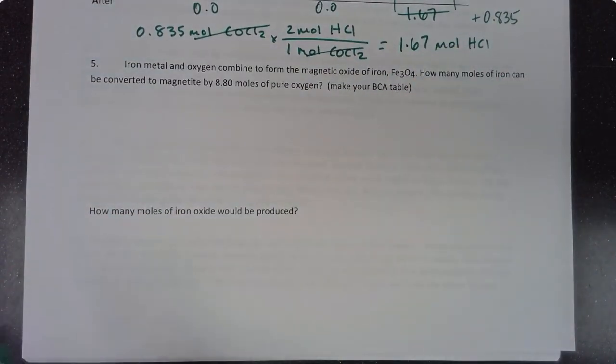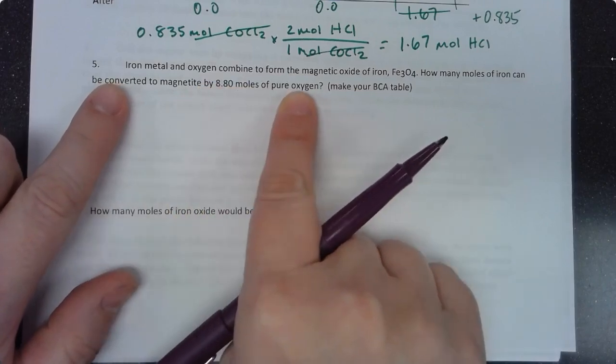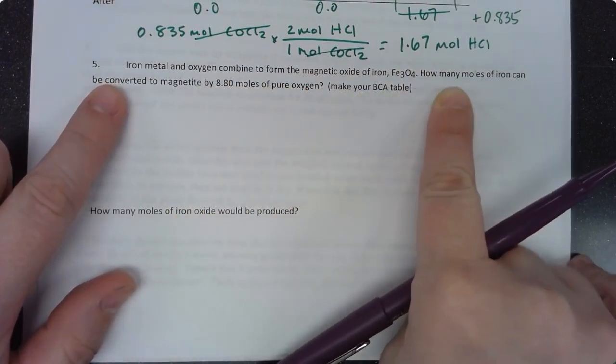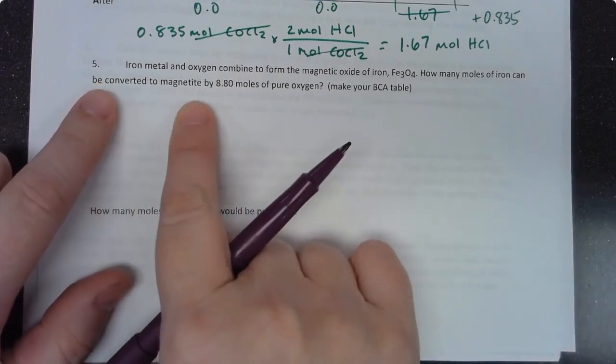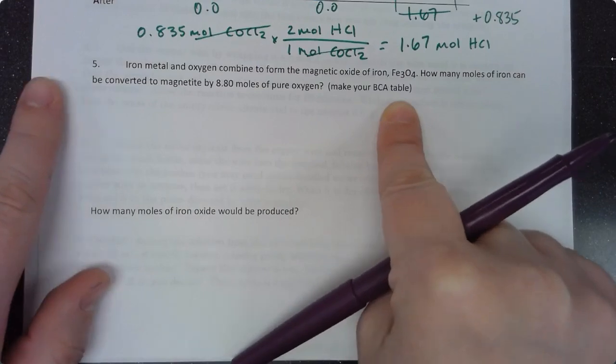Okay, number 5. They didn't even give us a BCA chart. Iron metal and oxygen combine to form the magnetic oxide of iron, Fe3O4. How many moles of iron can be converted to magnetite by 8.8 moles of pure oxygen? Make your BCA table.